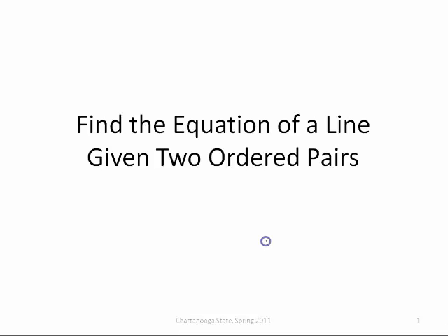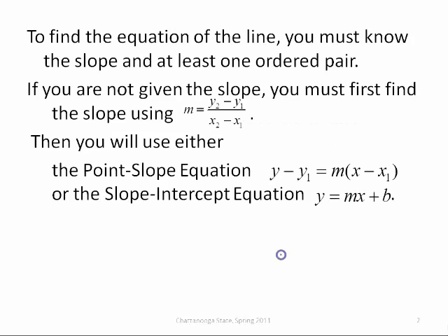Find the equation of a line given two ordered pairs. To find the equation of a line, you have to know the slope of the line and at least one point on the line, or one ordered pair. If you're not given the slope, you've got to find the slope. Then you will use one of two equations.